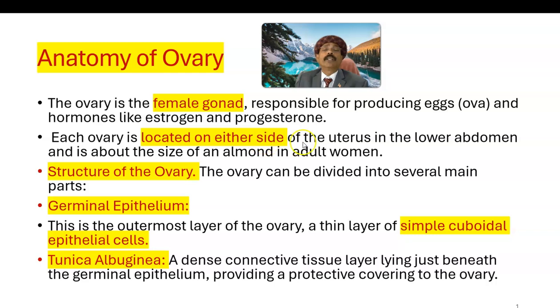Each ovary is located on either side of the uterus in the lower abdomen and is about the size of an almond in adult women. The structure of the ovary can be divided into several main parts. Most outer is the germinal epithelium. This is the outermost layer of the ovary, a thin layer of simple cuboidal epithelial cells. Then we get the tunica albuginea, a dense connective tissue layer lying just beneath the germinal epithelium, providing a protective covering to the ovary.